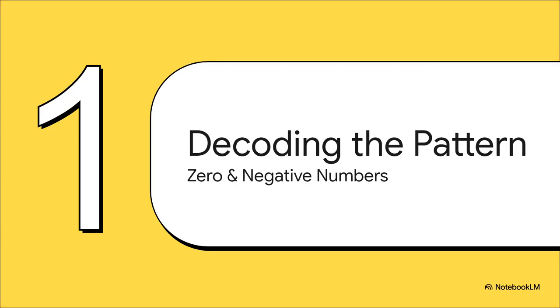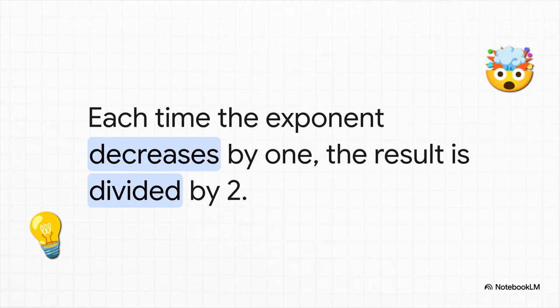Okay, so that pattern you were just trying to figure out, that is our secret key. It's what unlocks the rules for dealing with the power of 0 and even negative numbers. And trust me, this is where the code starts to get really interesting. So, did you catch it? It's actually pretty simple when you see it.